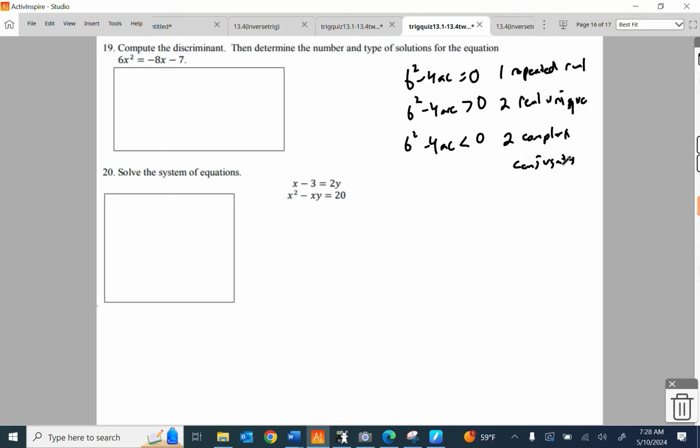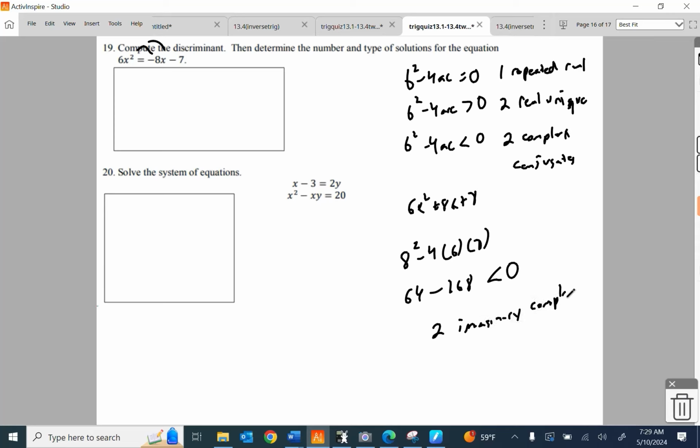Aka imaginary. So first thing you'll do is put it in standard form, 6x squared plus 8x plus 7. And b is going to be 8, so 8 squared minus 4 times a, which is 6, times c, which is 7. You got 64 minus 168, which is definitely less than 0. So there are 2 imaginary complex conjugates. Well, that's what's there.